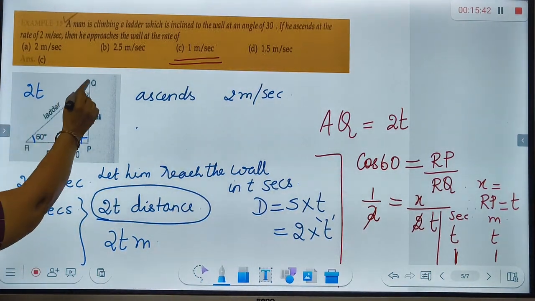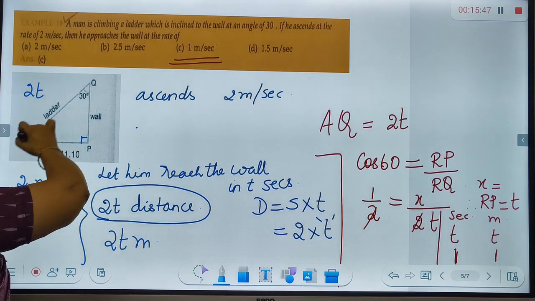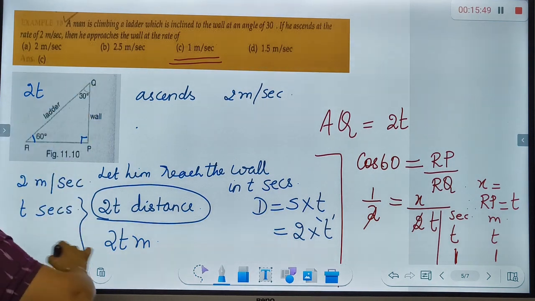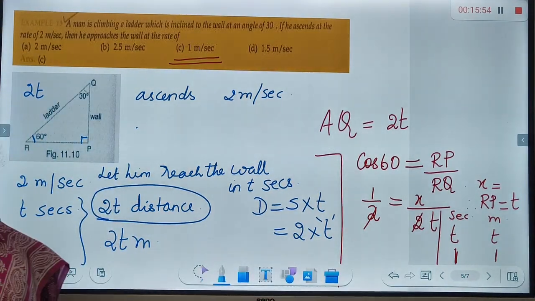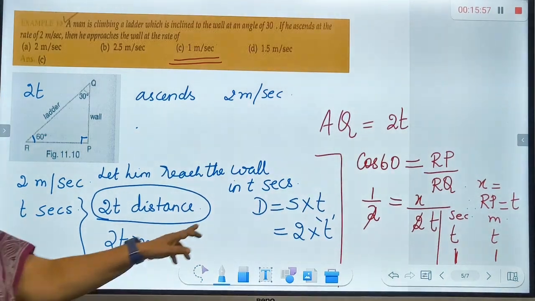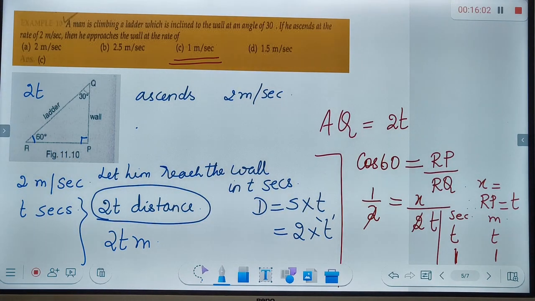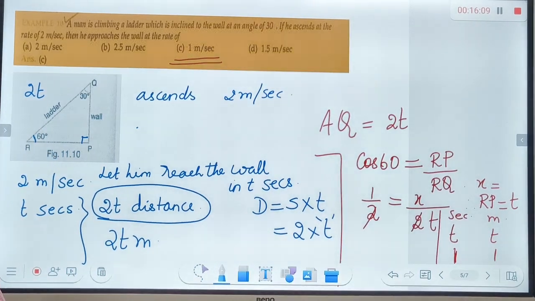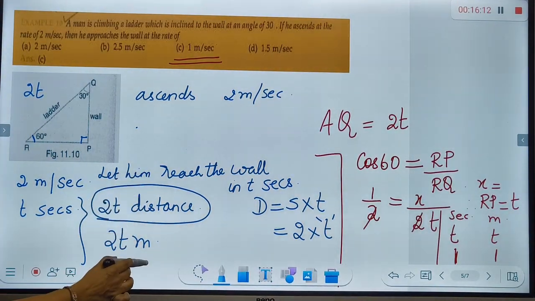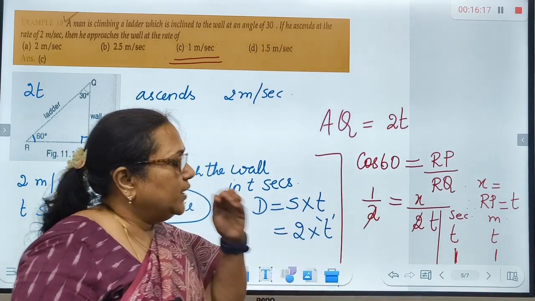See, let him reach the wall in t seconds. Then what is the distance he has traveled along the ladder? Then RQ will be, distance is speed into time, 2t. We are assuming that he is climbing for t seconds. Then distance will be 2t. I want to know what is RQ. What is the relation connecting these two? Cos function. So cos 60 is RP by RQ. Substituting cos 60 as half and RQ as 2t, we get x equal to t.